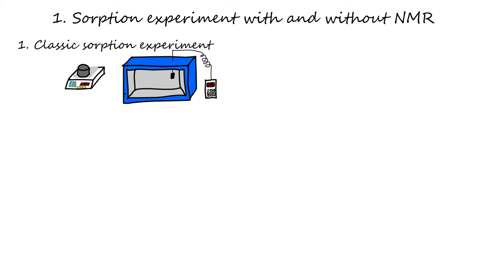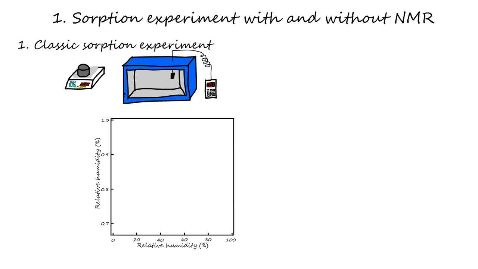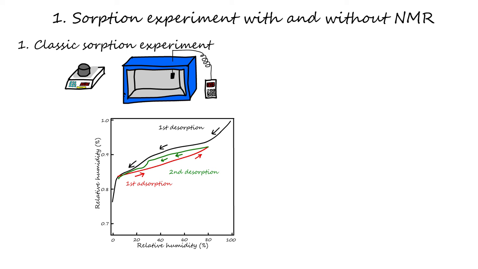If we do this, we obtain a conventional sorption isotherm plot. On the x-axis, the relative humidity is plotted, and on the y-axis, the relative sample mass. The black dots mark first drying, the red dots first rewetting, and the green dots second drying. Hysteresis is observed between 10% and 80% relative humidity.